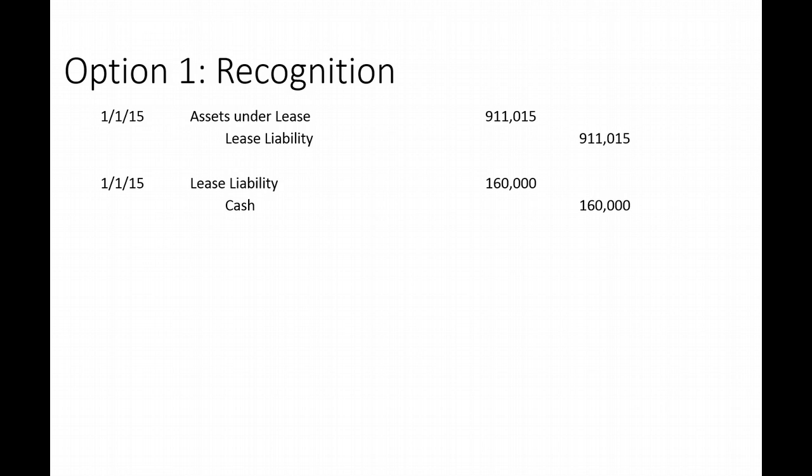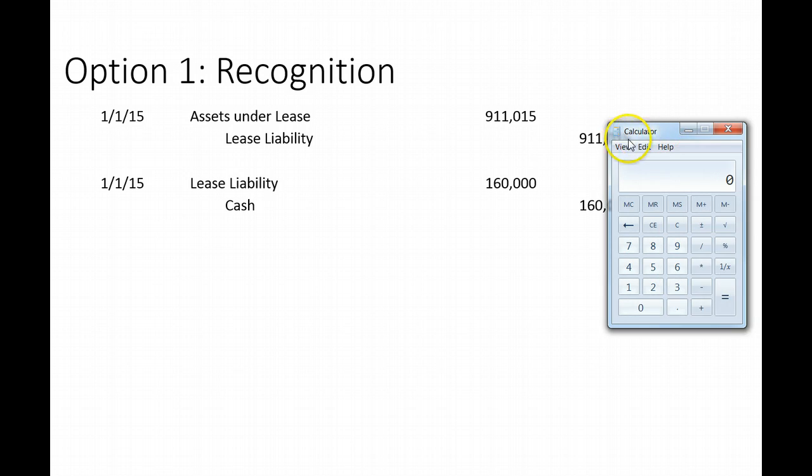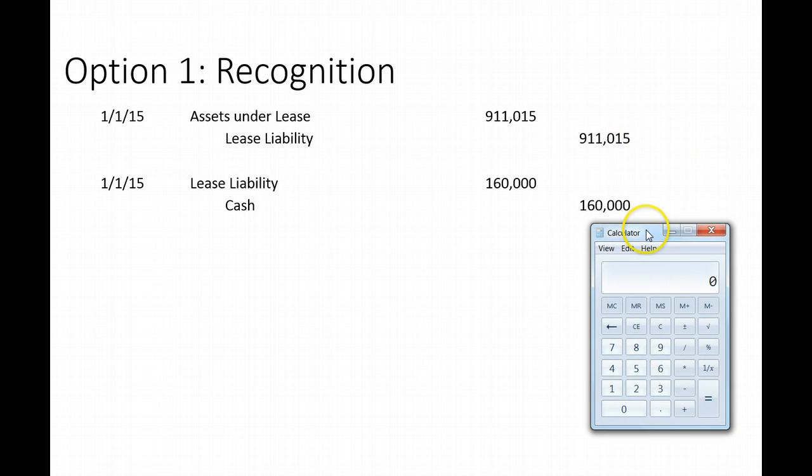Okay, so on December 31st, we need to recognize our interest expense for the period, and so we're going to follow the usual pattern of determining how much interest expense we have. So let me bring a calculator in here, and we'll go through the steps.